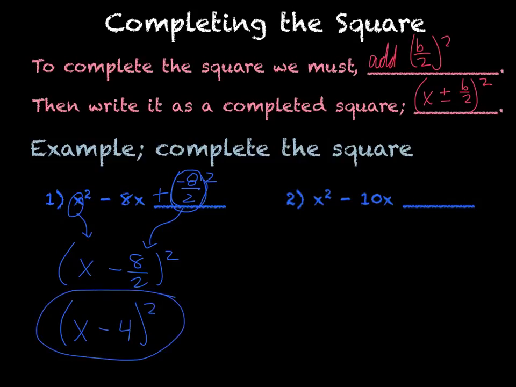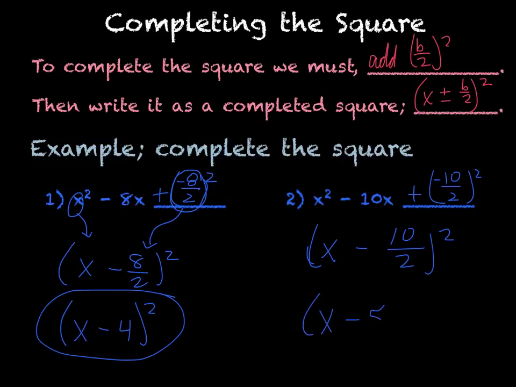And the next one, x squared minus 10x, then we're going to add negative 10 over 2 squared, and then if we were to write that, it would be x minus 10 over 2 quantity squared, and then I simplify, x minus 5 quantity squared. Final answer.